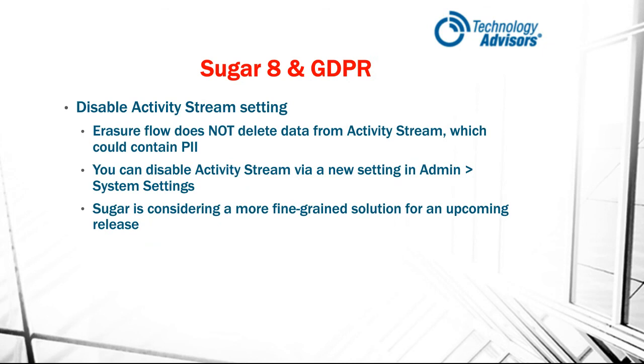And another setting that Sugar has added with Sugar 8 is the option to disable activity stream. This goes back to the idea that the erasure flow does not currently delete data from the activity stream, and the activity stream could contain some of that PII data. So the erasure flow does delete PII data from the audit logs, but not from the activity stream, at least in the 8.0 release. And therefore, again, if GDPR compliance is something that you are worried about, which you should be, you probably have data on some EU citizens in your database somewhere, you may need to disable the activity stream through this new setting until Sugar provides a better solution for this.